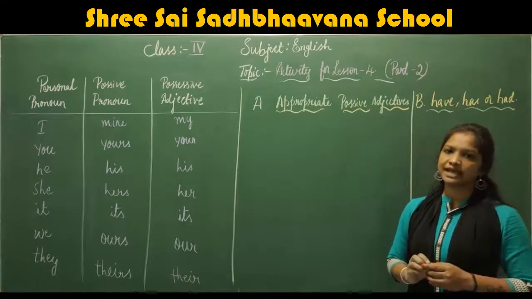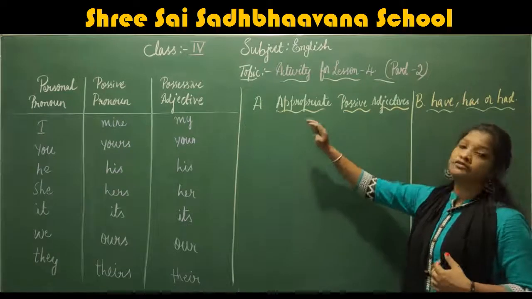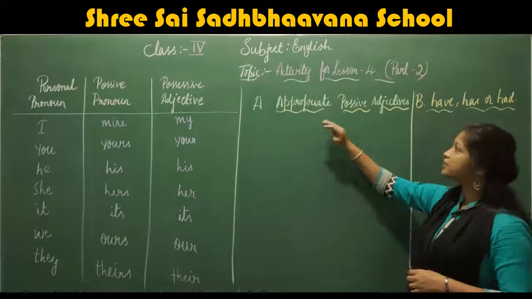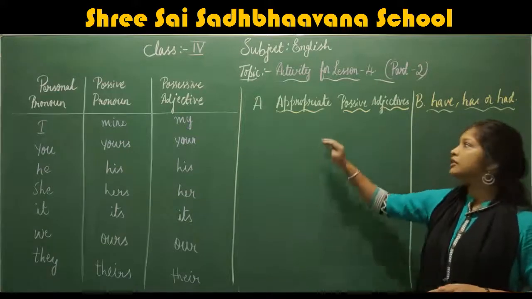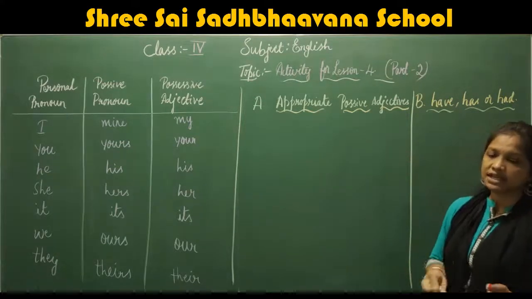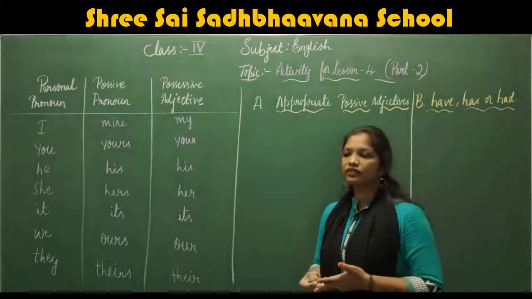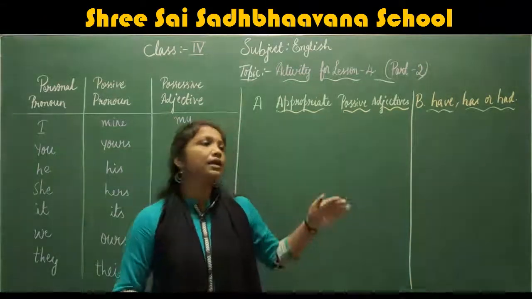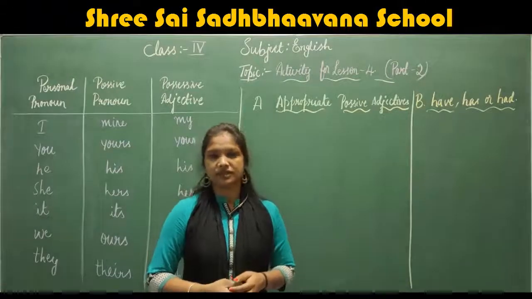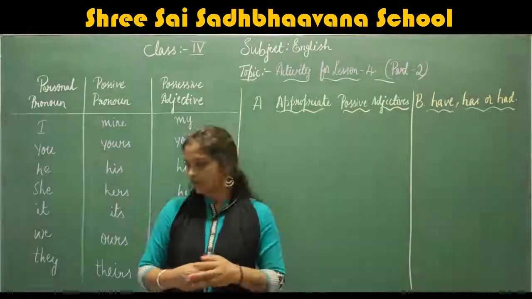Based on these three things, they have given an activity in your textbook. So what is the first activity? We have to fill the blank with appropriate possessive adjectives. They have given sentences, and we have to complete the sentences with possessive adjectives. Shall we start, children?